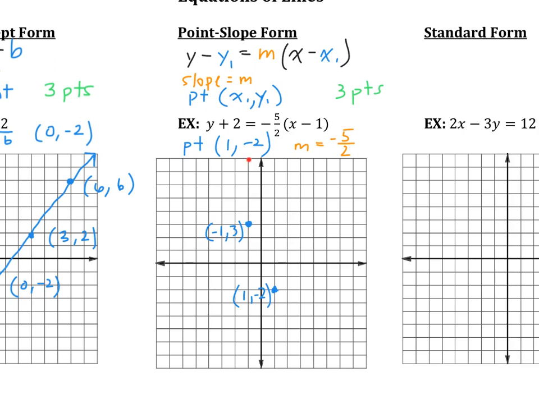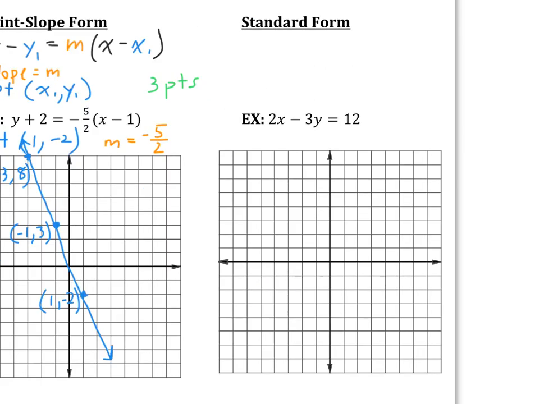I need 3 points. So if I count up 5, 1, 2, 3, 4, 5, that works. I'm still on my grid. I can count over 2. So that's going to put me at the point -3, 8. If I ever get off of the grid, I might have to rescale my axes, and we can talk about that. Now I go ahead and draw my line, and we just plotted a line out of point slope form.